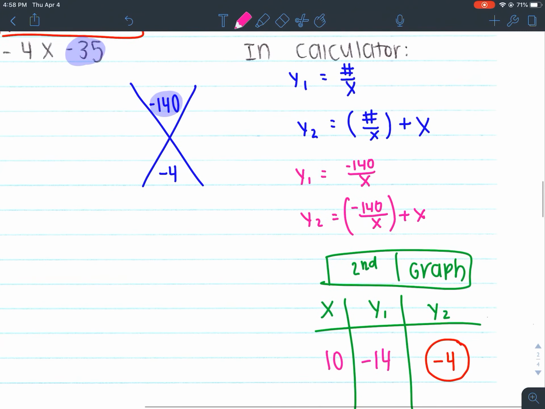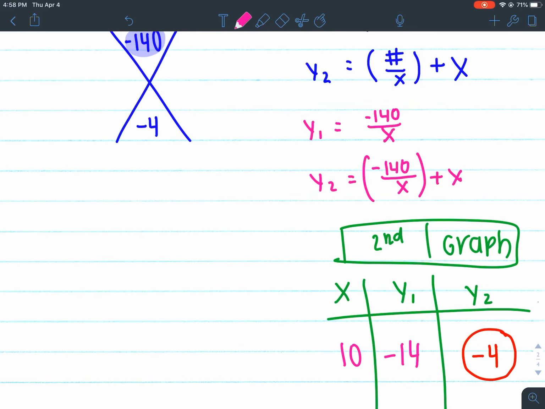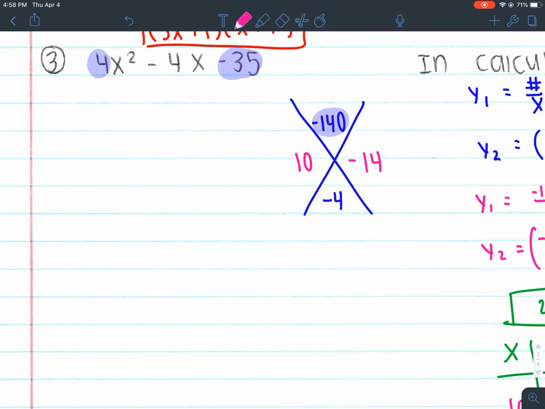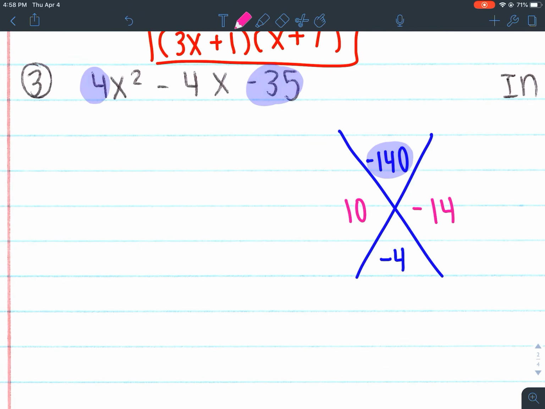But you should end up with something like that. Again, depending on your calculator, it could say something different. So I'm going to have positive 10 and negative 14. Those two numbers multiply to negative 140 and add to negative 4.